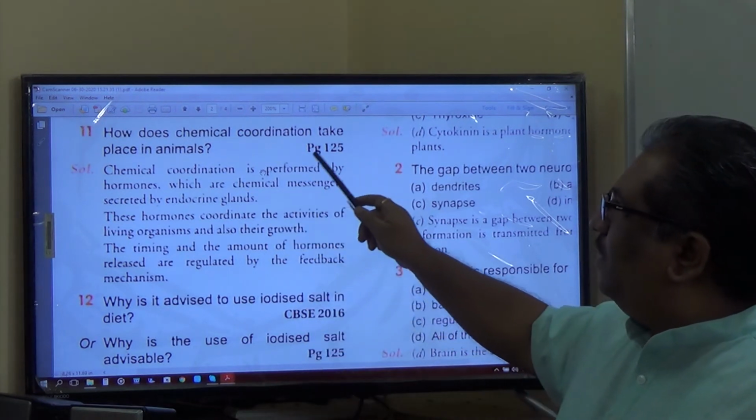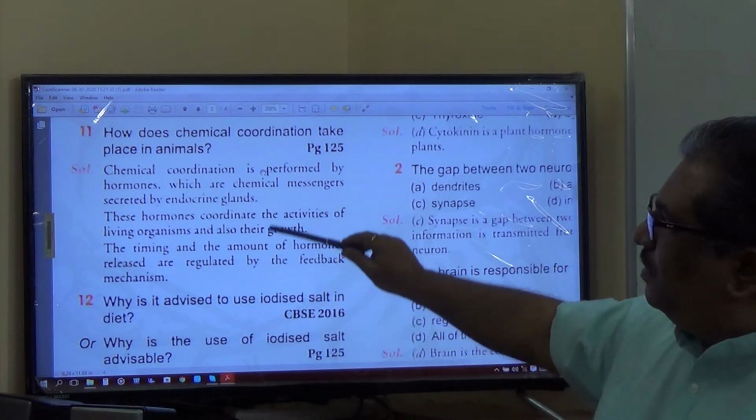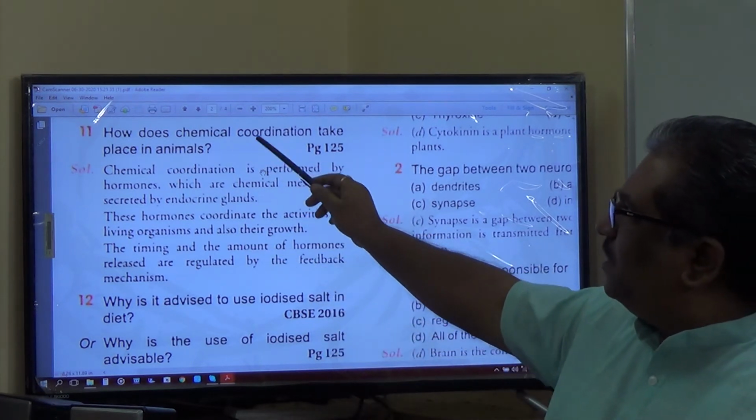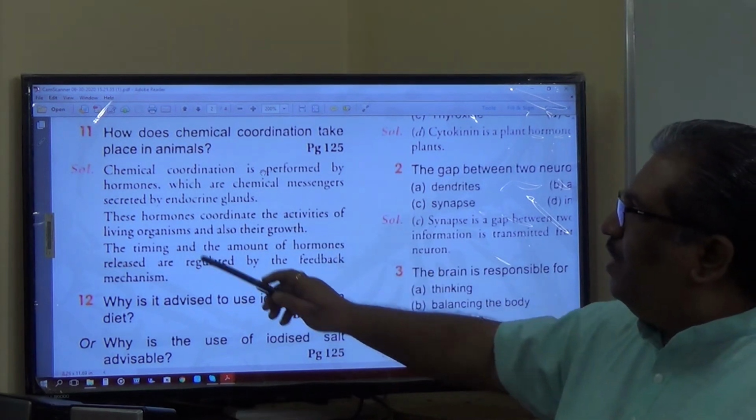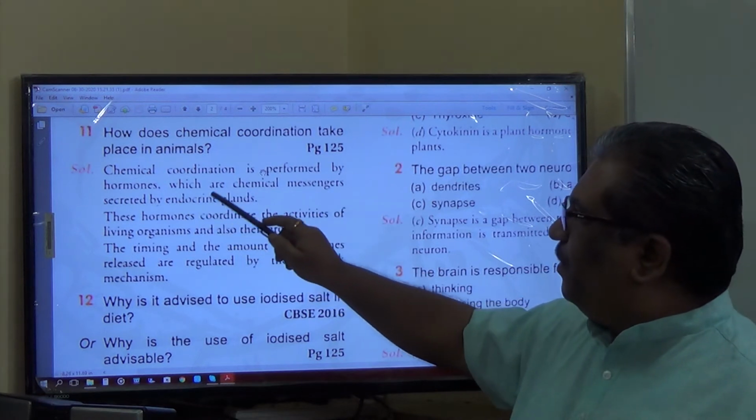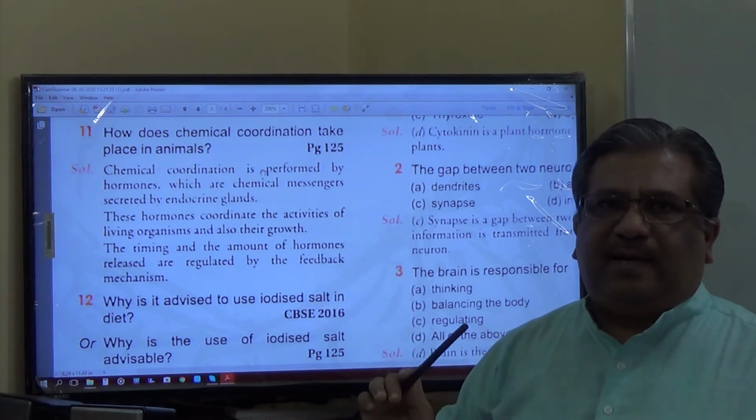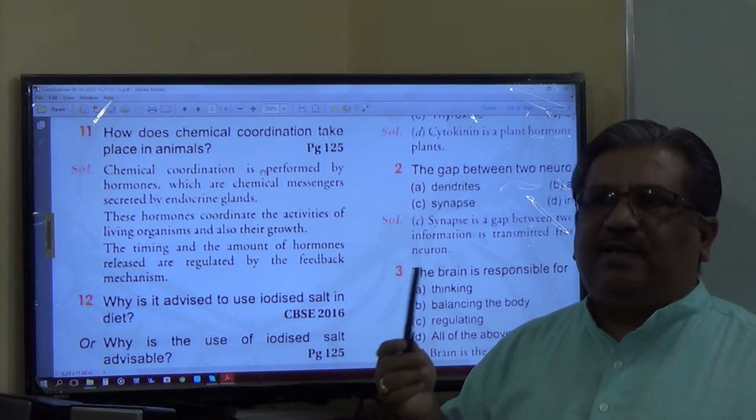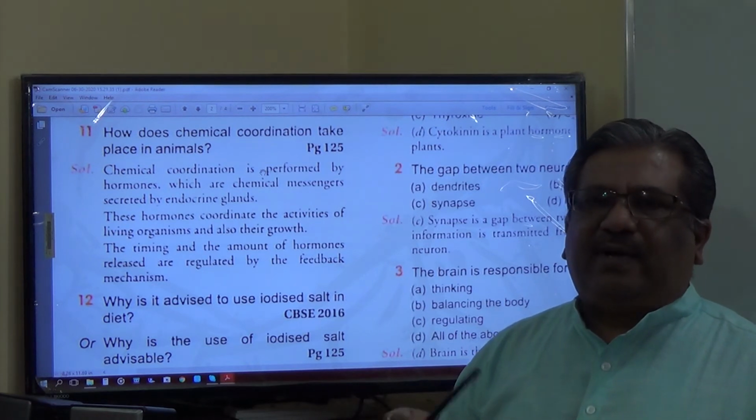How does a chemical coordination take place in animals? A couple of points are important. Chemical coordination is performed by hormones, which are chemical messengers secreted by endocrine glands. So chemical coordination is achieved by hormones secreted by the endocrine glands in animals.